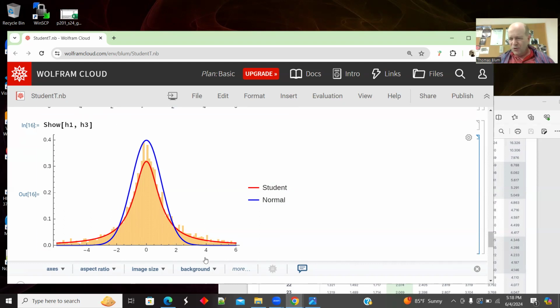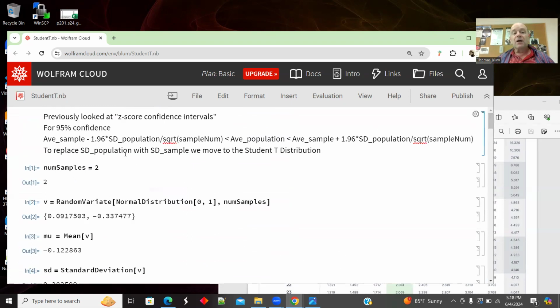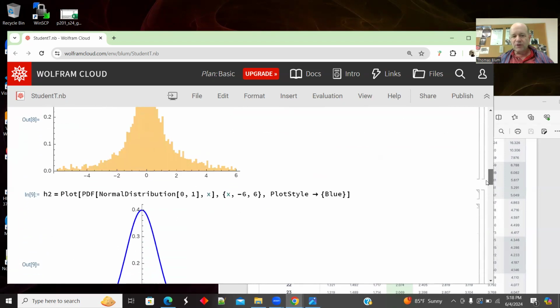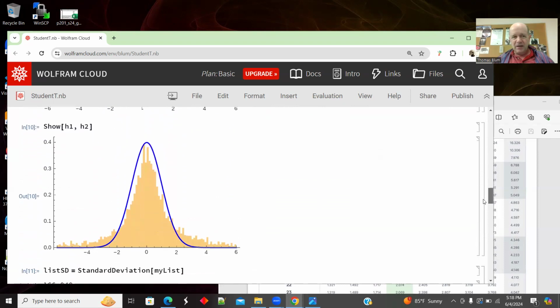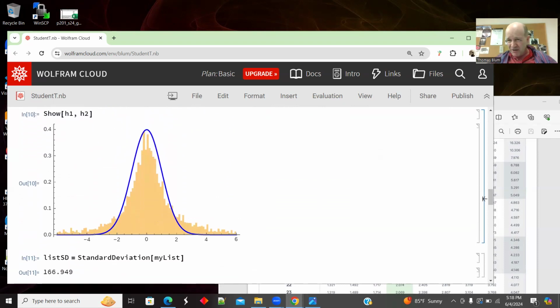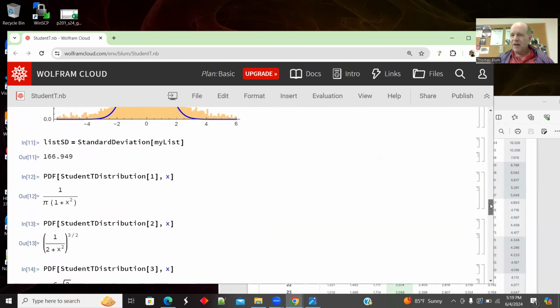Okay. And again, this whole thing is about the confidence intervals up here. And this number, this 1.96, was based on a normal distribution. And if we want to replace the population standard deviation with the sample standard deviation, then we should move over to this student t distribution, and then our z value is going to be quite different.